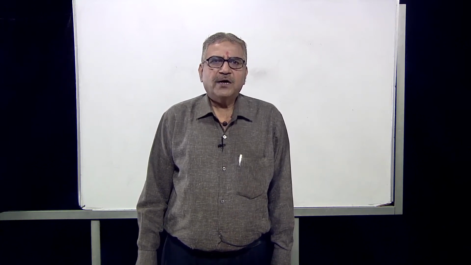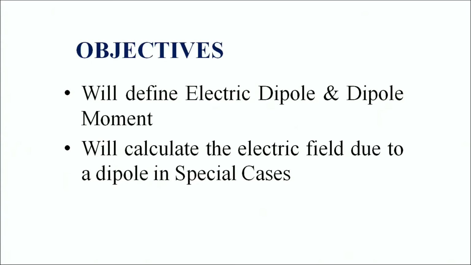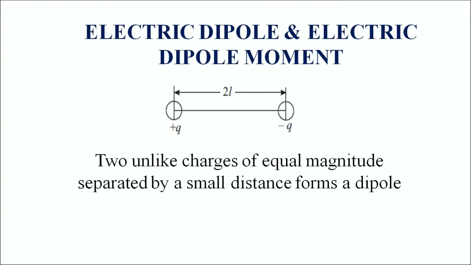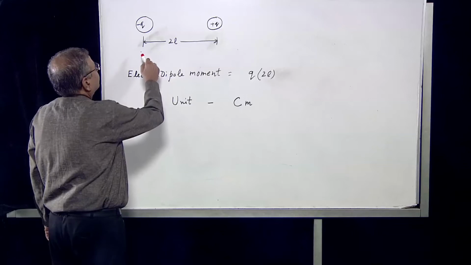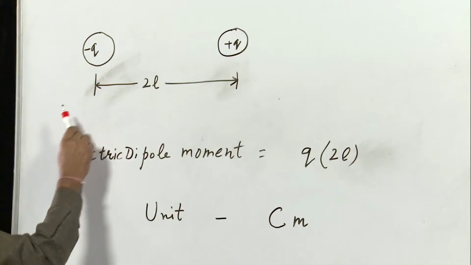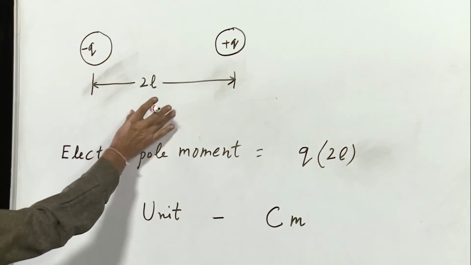Today we are going to define electric dipole and electric dipole moment. We will also calculate the electric field due to a dipole in special cases. Let us first define electric dipole. The electric dipole is a system of two equal and opposite charges separated by a very small distance. The figure shows two charges minus q and plus q separated by a very small distance 2L.